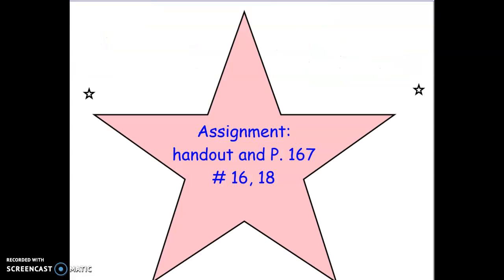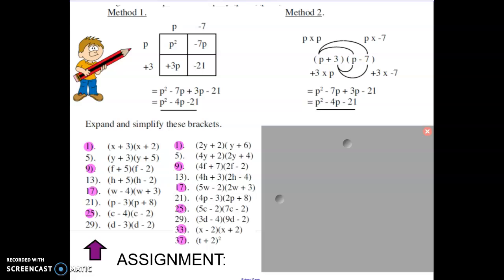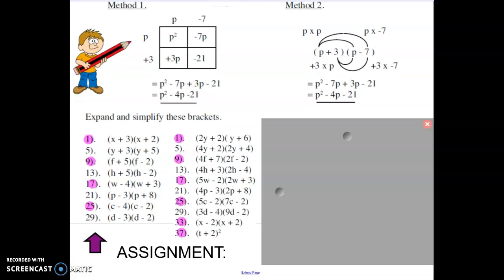Next, we're going to try a few problems on the handout. And then those of you that finish the handout, you can go to page 167, number 16 and 18. On the handout, we're going to try just these questions that I highlighted on the board. But like I said, they're on the handout at the back of your notebooklet.